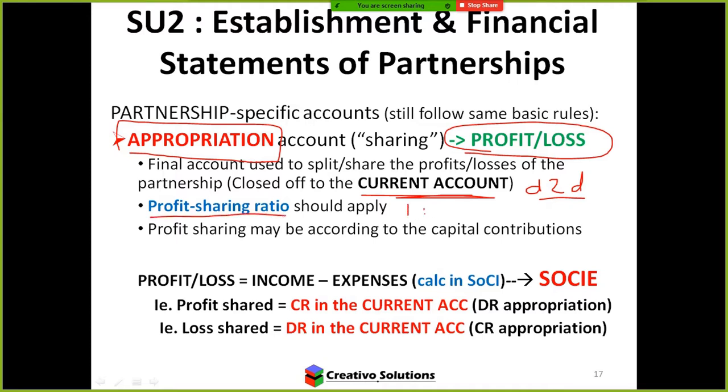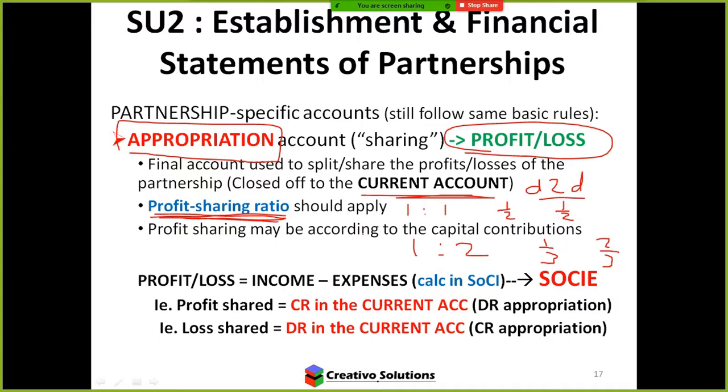If I have 1-to-1, that's 50-50. Ratios are proportions, right? So 1-to-1 means 1/2 for the one partner and 1/2 for the other partner. 50-50. If it is 1-to-2, it'll be 1/3 to the one partner and 2/3 to the other partner. So just make sure you can work with some fractions. Ratios are fractions. Fractions are percentages. So 50-50, 1/3 is 33 1/3%. As long as you are comfortable with fractions, you'll be okay with the profit sharing ratio.